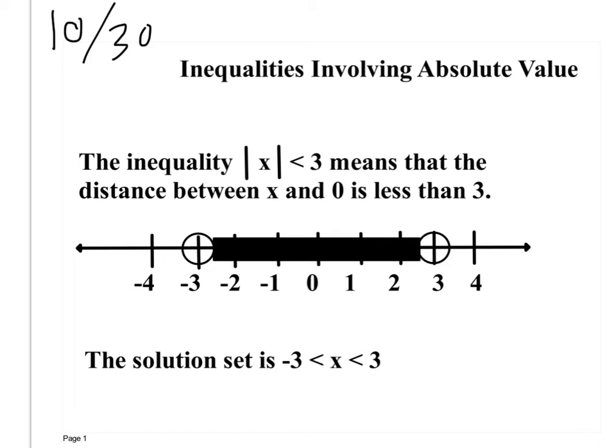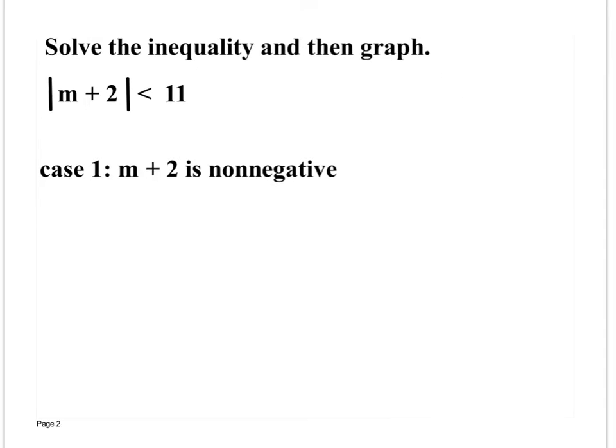So it could be -2, it could be -1, it could be 1, it could be 2. Okay? So this is the solution set. -3 is less than x, which is less than 3. X has to be between these two numbers, -3 and 3, because the absolute value of x is less than 3. Any questions?